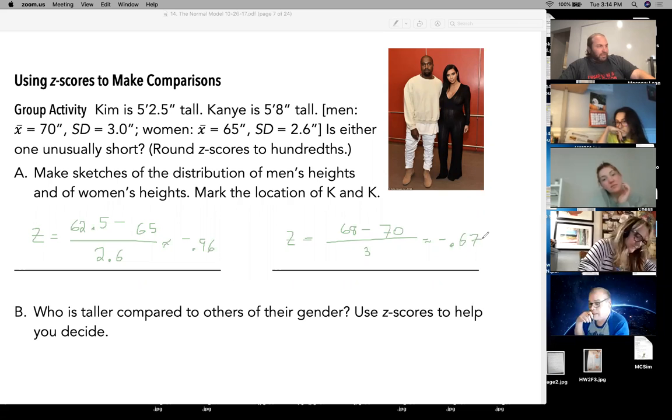So for part B, the question is, who is taller compared to others of their gender? Kim or Kanye?